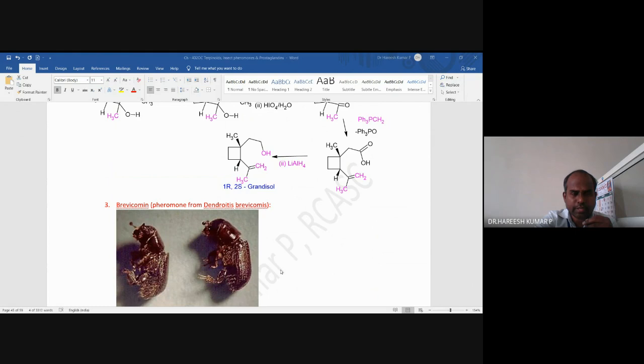So in our last class, we discussed two insect pheromones, more particularly grandisol and brevicomin. Let's give an entry. Grandisol will have this particular cyclobutane derivative, and brevicomin. You need to remember that brevicomin is a pheromone isolated from Dendroctonus brevicomis. It's a scientific name or a species name.